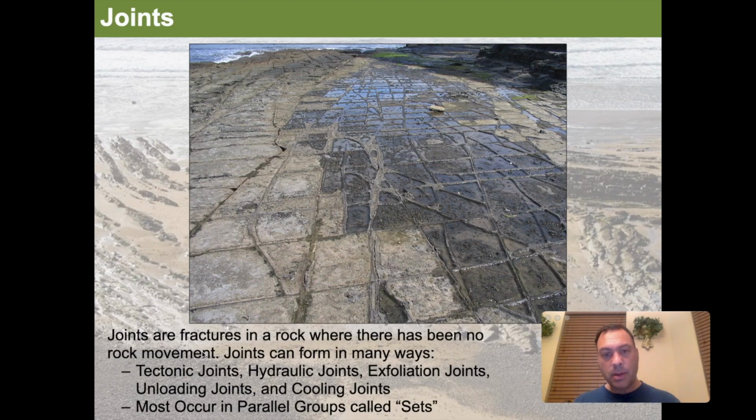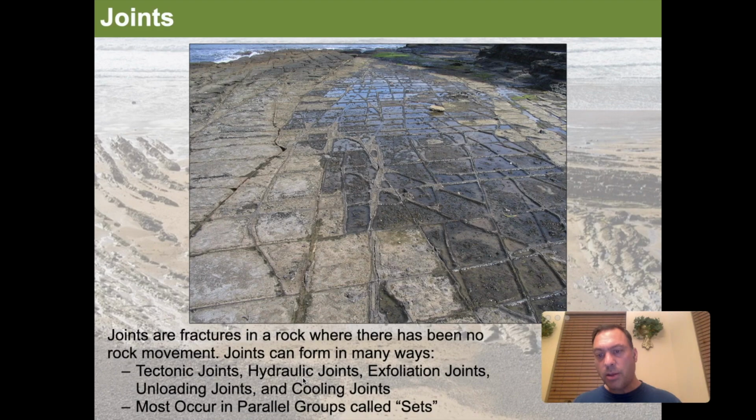Joints, here we actually see a bunch of joints in here. The rocks haven't moved, but there's these very distinct fracture patterns that we see in the rocks. And these can form in many ways. They can be tectonic, or what we call tectonic joints, and we'll show you some examples of that. Those are actually the main reason why we're talking about them.